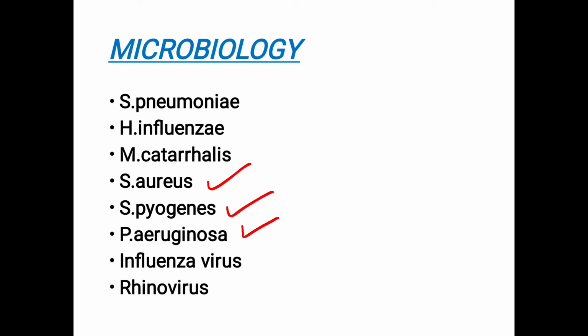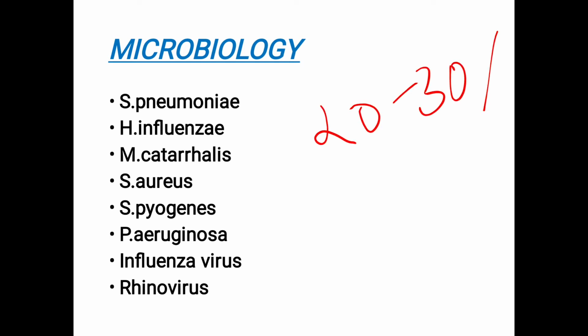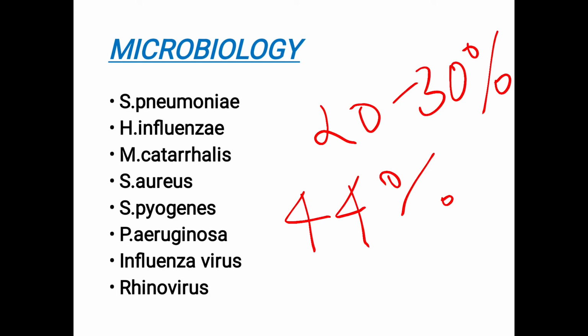Anyway, viruses are also responsible for the development of OM, right? So, viruses such as influenza virus and rhinoviruses are also responsible for a sizable minority of the AOM cases. In 20 to 30 percentage of the cases, no bacterial pathogen is found, and in up to 44 percentage, a viral etiology is found with or without concomitant bacteria.